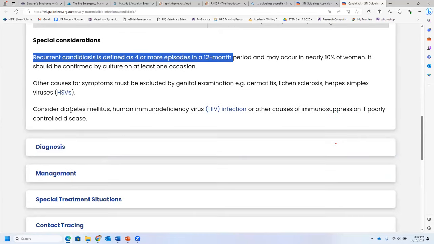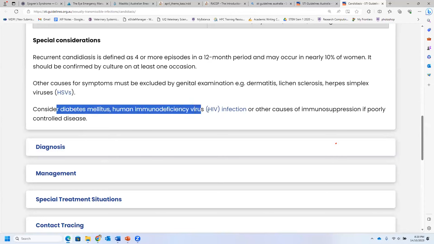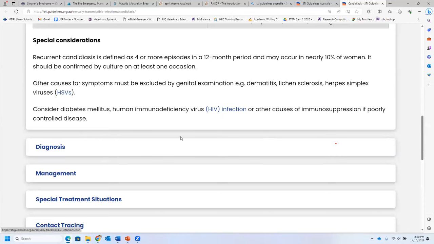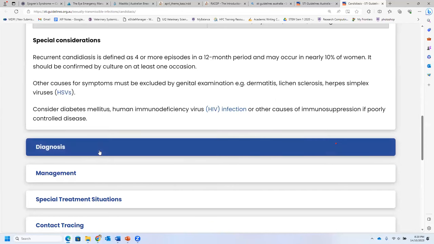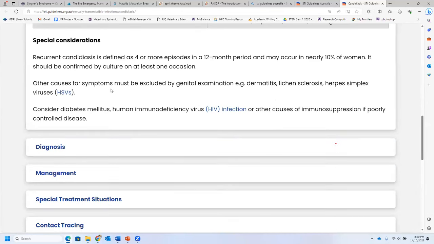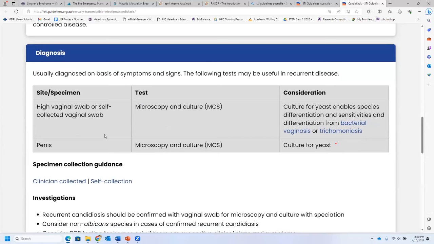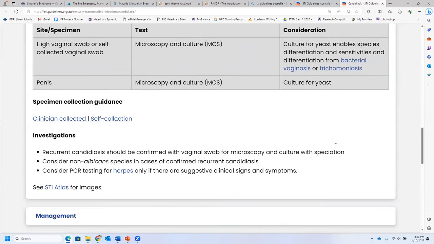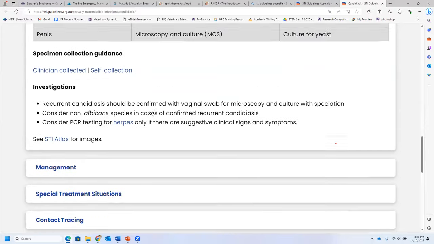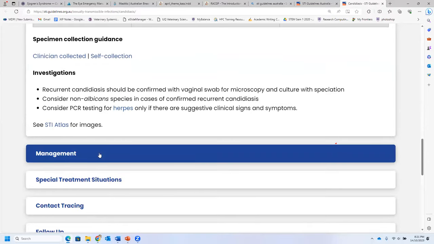Another consideration is that the patient can have diabetes or HIV infection, but that is not the first thing you diagnose. You do a vaginal swab, and then later on, if you're wondering why this patient is having recurrent infection, you rule out diabetes and HIV. So you take a high vaginal swab and send it for microscopy and culture, and it will come up with candidiasis. It can be collected as well.